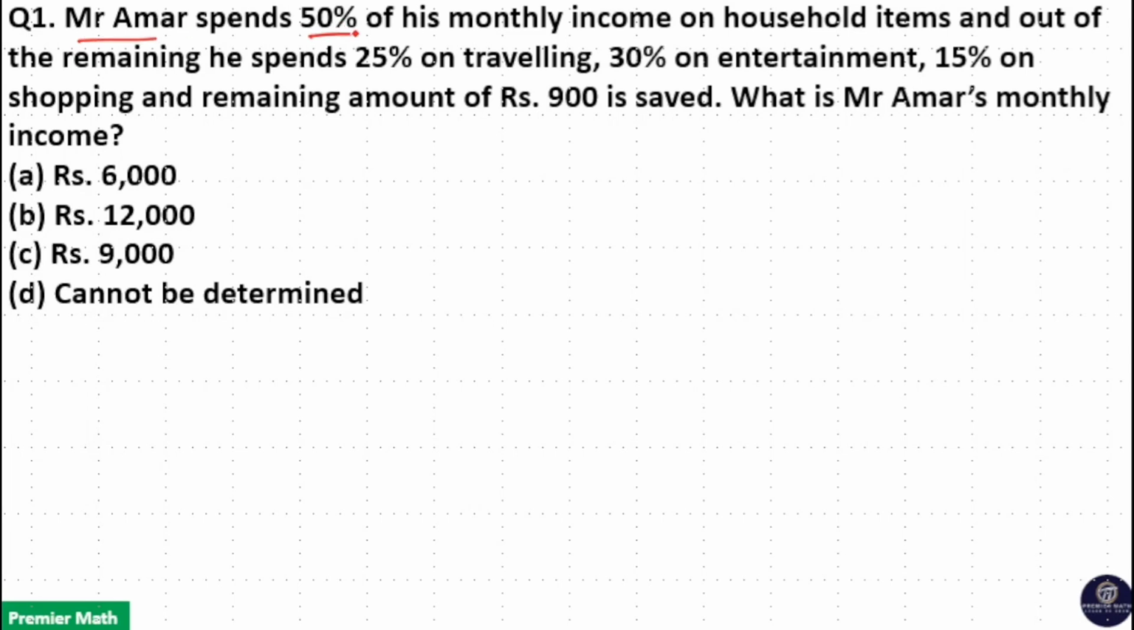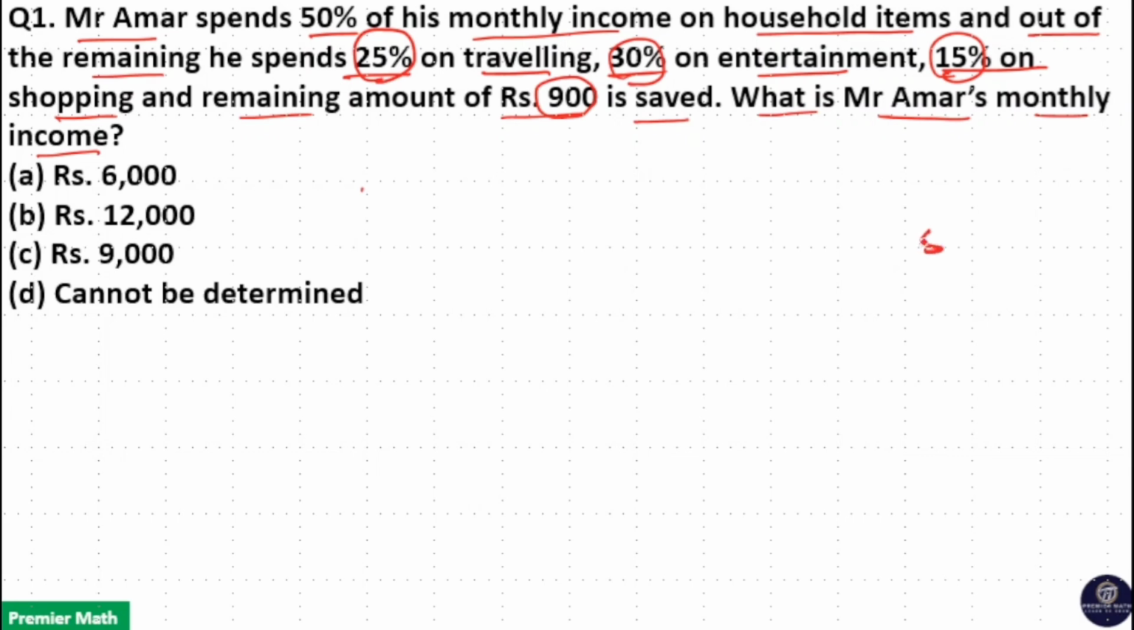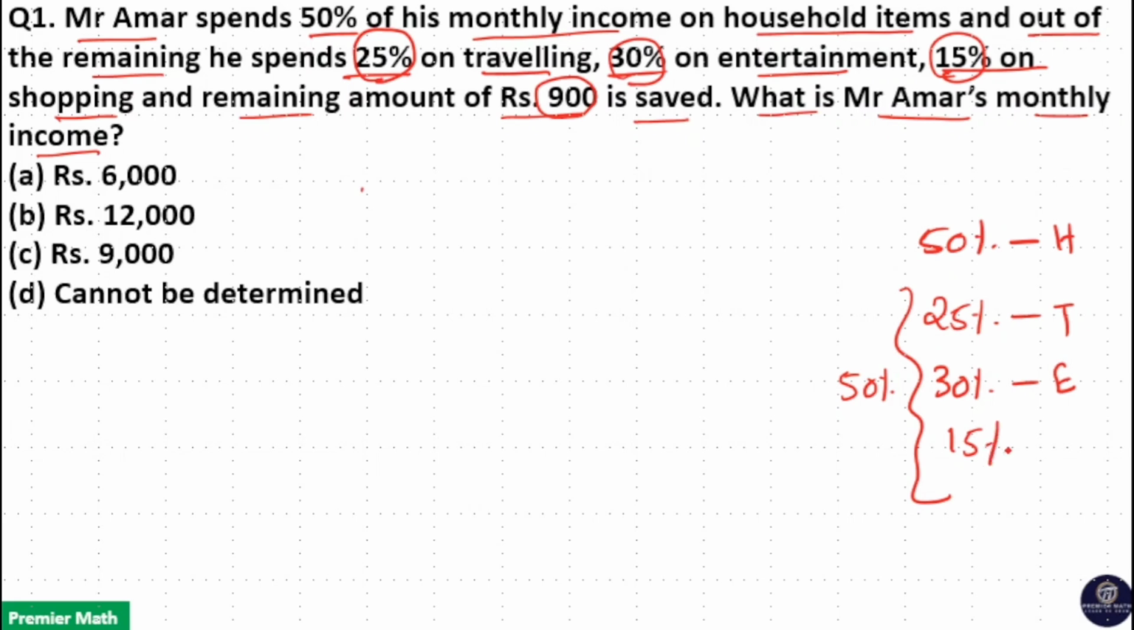Mr. Amar spends 50% of his monthly income on household items, and out of the remaining, he spends 25% on traveling, 30% on entertainment, 15% on shopping, and remaining amount of rupees 900 is saved. What is Mr. Amar's monthly income? Here, Amar spent 50% on household items, and on the remaining 50%, he spends 25% on traveling, 30% on entertainment, 15% on shopping, and 900 rupees out of this 50% he saved.